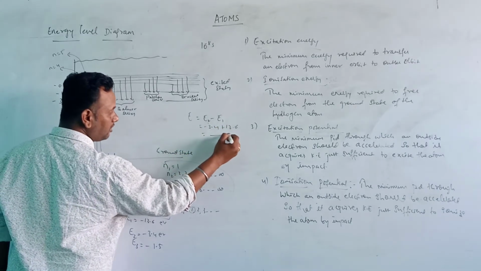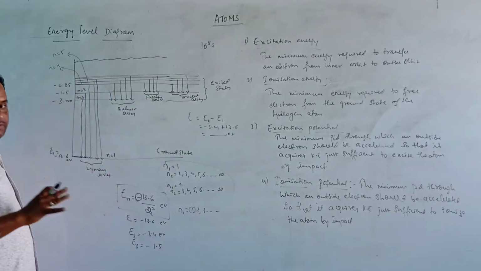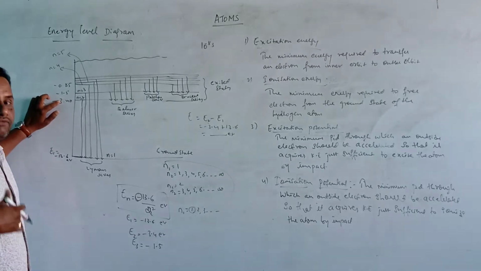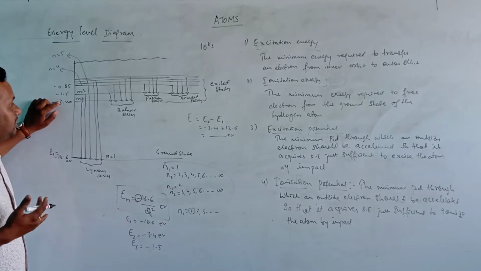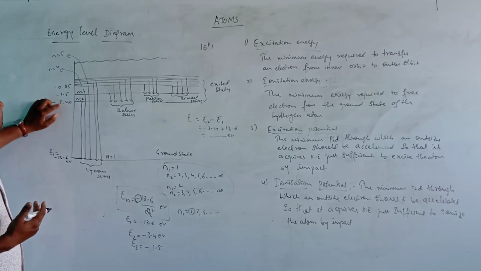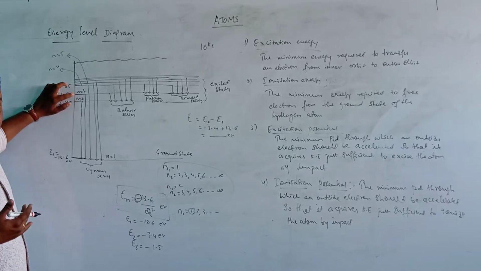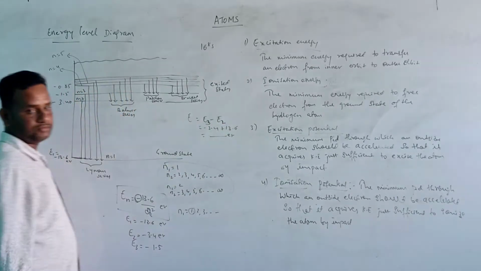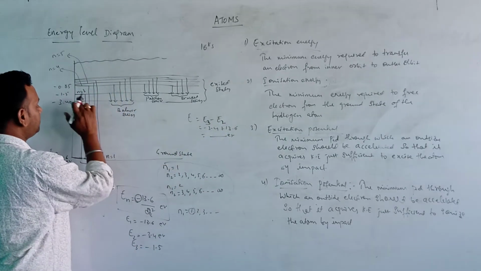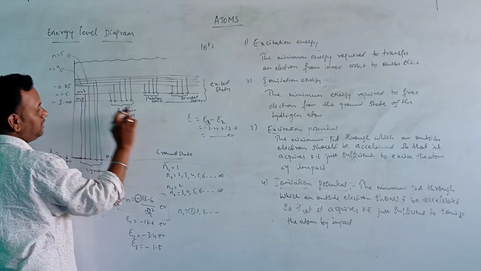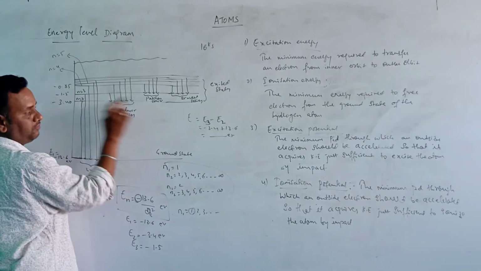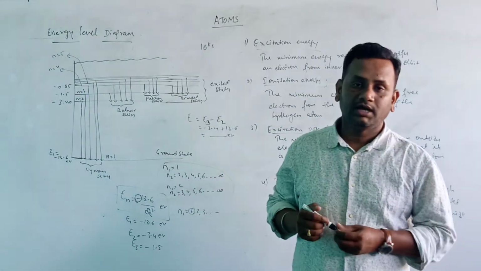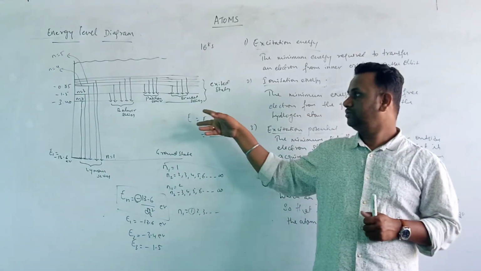Whatever value I get is the energy difference between the first energy level and the second energy level. If I want to know the energy difference between the second energy level and the third energy level, I would take E3 minus E2. E3 is minus 1.5 plus 3.4, like this. This is how we find the energy difference between two energy levels.